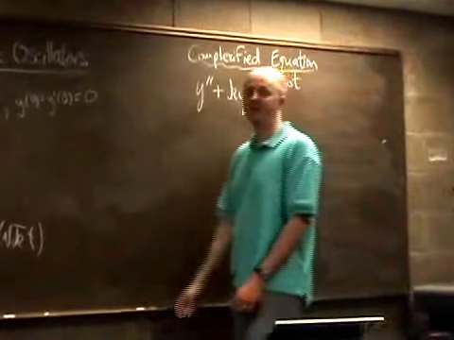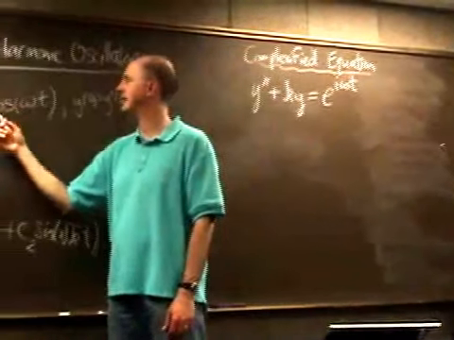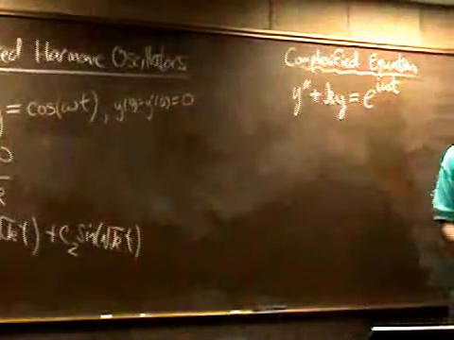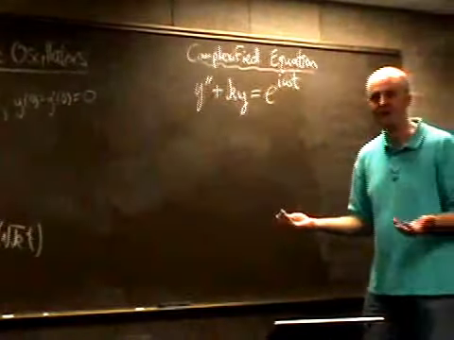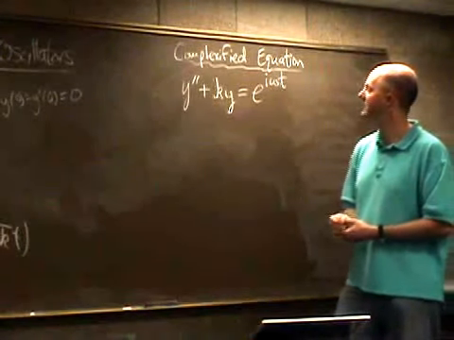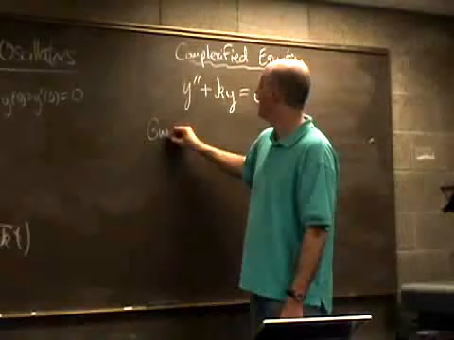If I had some constant in front of the cosine of omega t, like a 2 or a 3, I'd want to carry that constant over here. The constant is 1 effectively here, so I'm carrying the 1 over. That's my complexified equation.